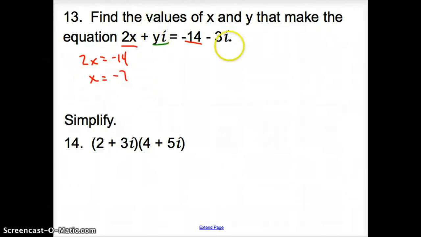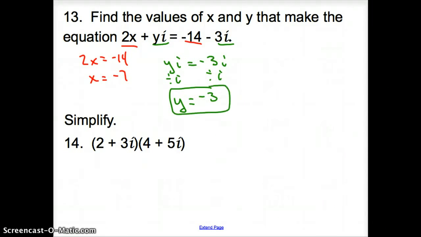Here I have i's. So now I'm going to set those equal to each other. y and the imaginary number equals negative 3i. How do I get this y by itself? I have to divide by i. So I divide by i. y now equals a negative 3. So you found x and y to make this true.